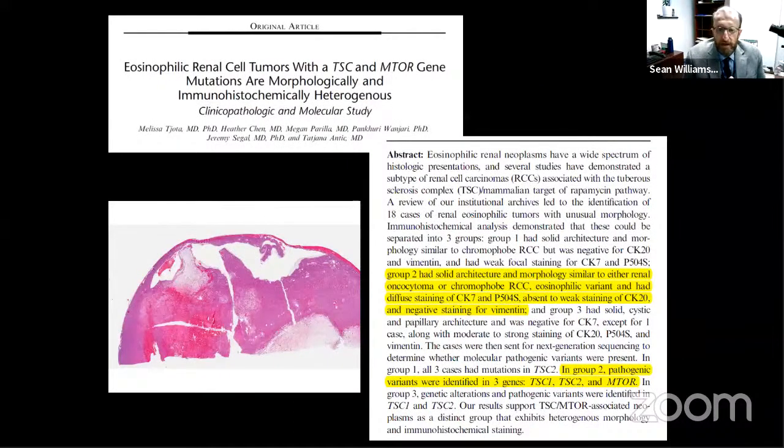In this study from Tatiana Antic and her group at University of Chicago, they didn't use the terminology low-grade oncocytic tumor per se, but if you look carefully at the subgroups of eosinophilic renal tumors that were described in this series, what is highlighted there as group 2 of the series were noted to have solid architecture and diffuse staining for cytokeratin 7. And then in that group 2, the second highlight in the abstract there shows that variants were identified in TSC1, TSC2, and mTOR in these tumors. So this is actually an area of study for us, and we hope to have some more molecular data on these coming out in the very near future.